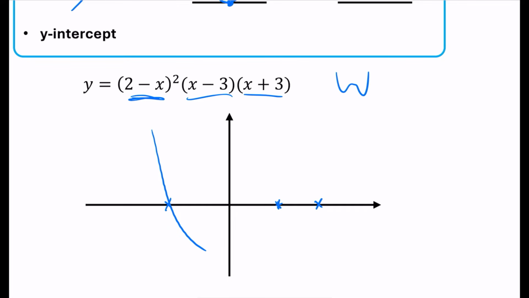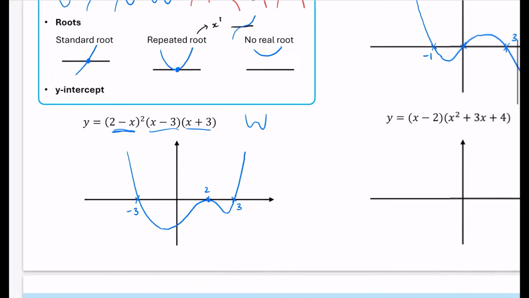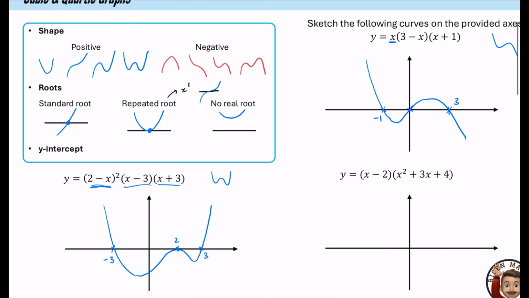And then this one is a repeated root. So because it's a repeated root, that means it's just going to skim that point and come back down again, which then means it's going to go back up through this place. So I have that as my -3, my 2, and my 3. So I've done the shape and I've done the roots. I just need to check the y-intercept here.